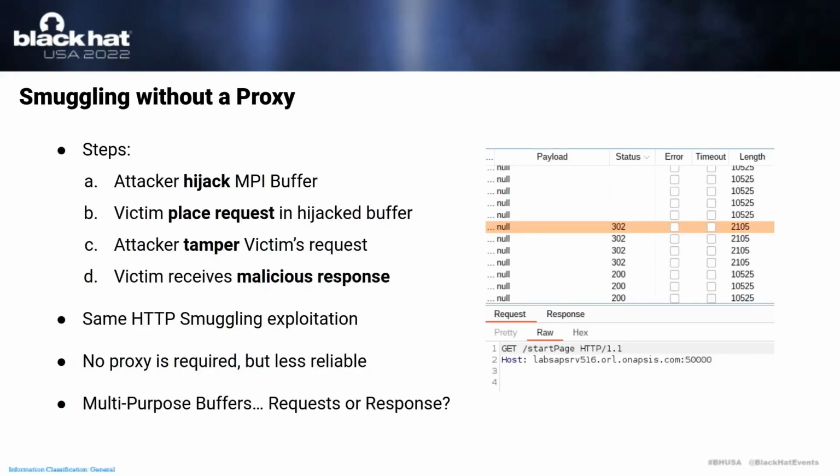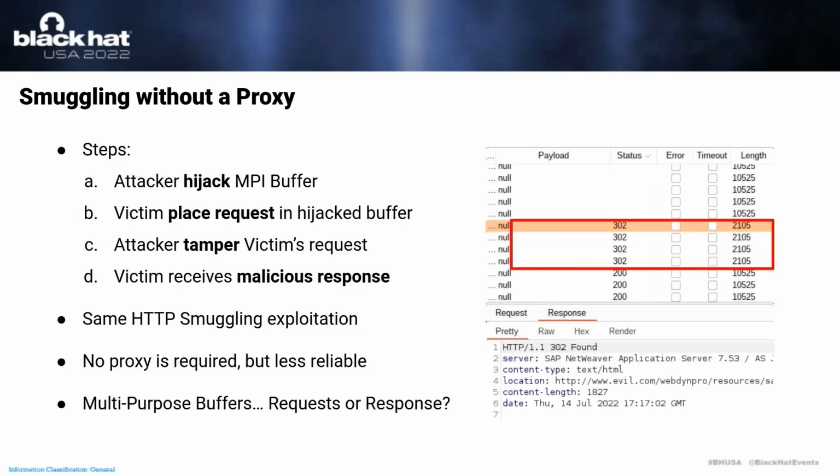Okay? So again, the steps to reproduce this attack: the attacker needs to hijack an MPI buffer, the victim will send a request that will be placed in the same MPI buffer, the attacker will then tamper with this data, and the victim will receive the malicious response, which in this case, for example, if we send a GET to the start page as a victim, in some cases we will receive the redirect to evil.com. And we can use the exact same attacks as in the previous vulnerability, and any attack of HTTP smuggling exploitation will be successful.